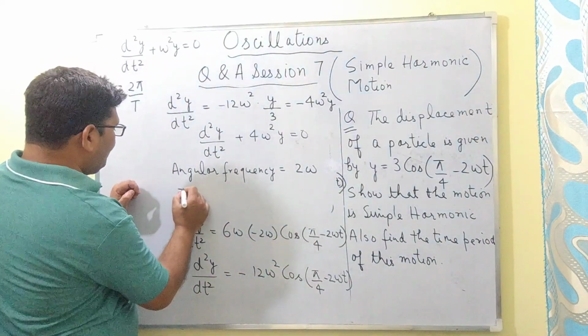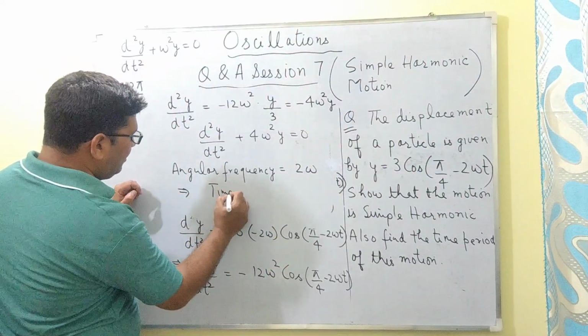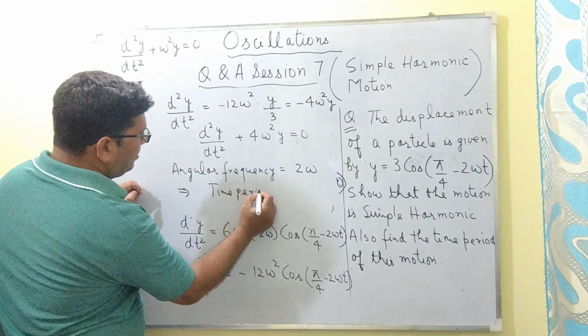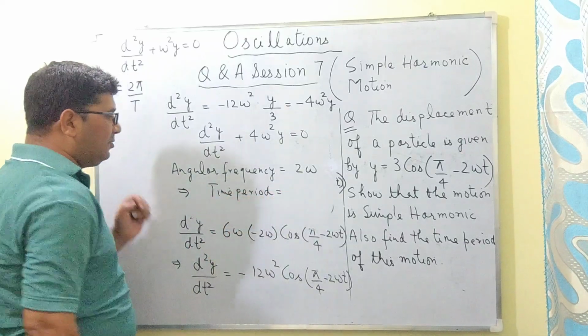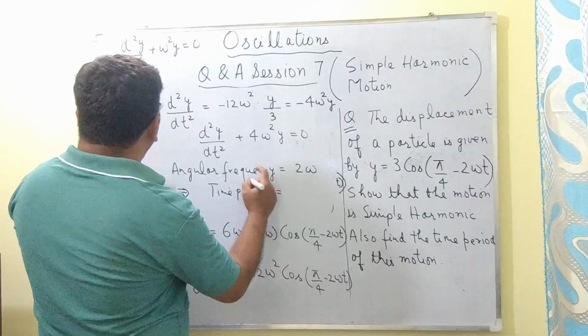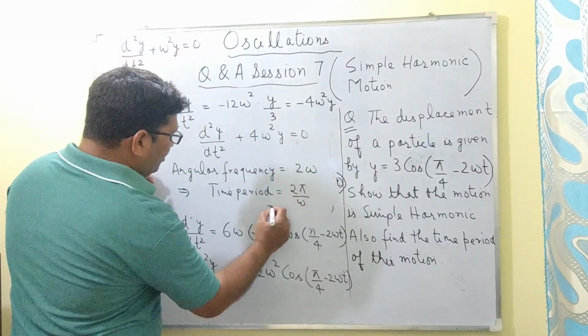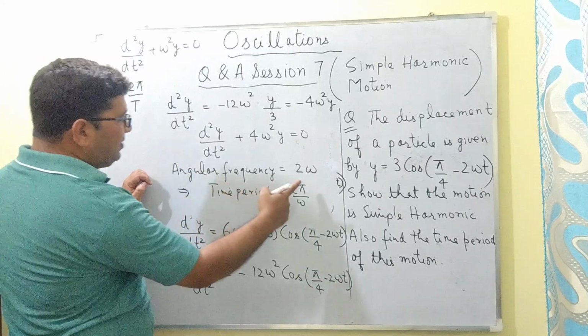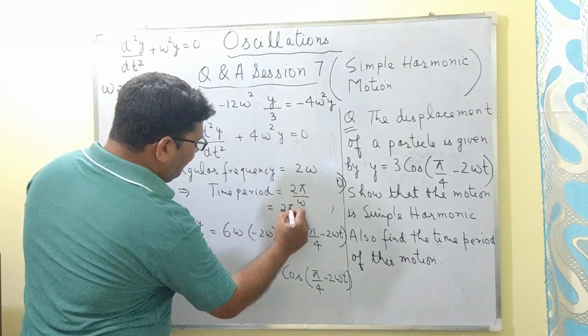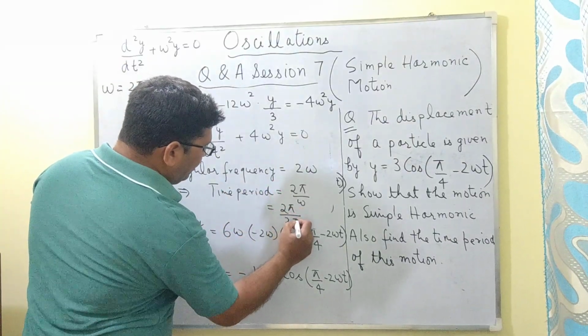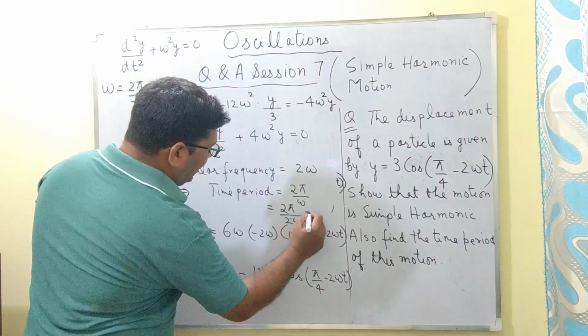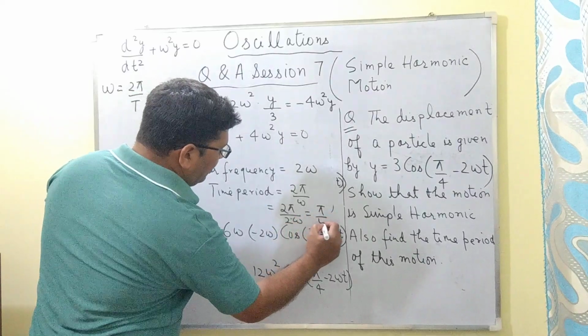Now we know that the time period is equal to 2 pi upon omega. Since here the angular frequency is equal to 2 omega, the time period will be equal to 2 pi upon 2 omega, and this will be equal to pi by omega.